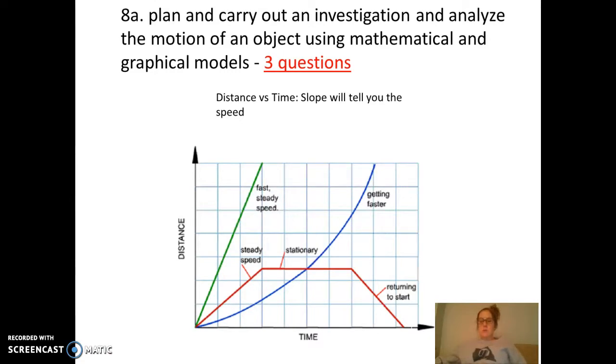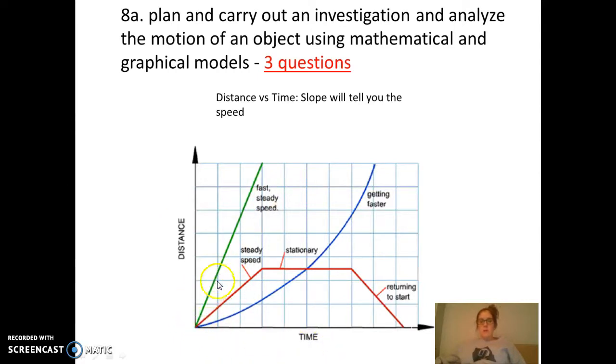So whenever you see a motion graph, the first thing that you want to do is you want to check out the y-axis. Why? Because if you don't, you'll get it wrong. Okay? So this one is a distance versus time graph. And so on the y-axis is distance, on the x-axis, of course, is time. So when you're reading this, the line is showing you how much the distance is changing over time.